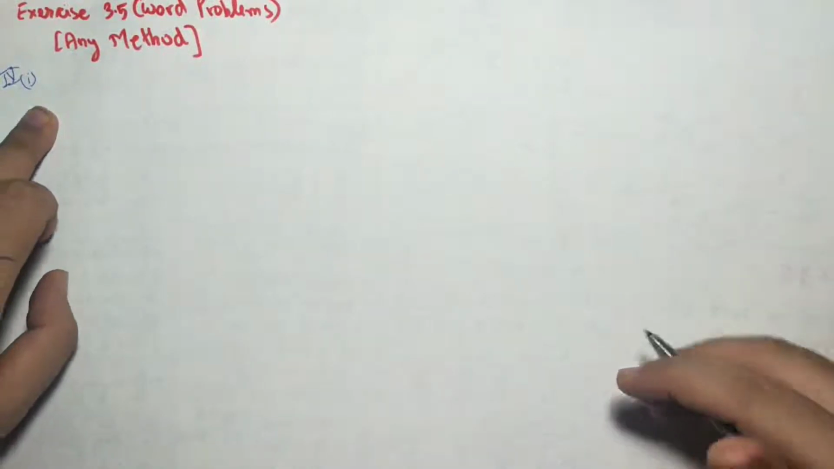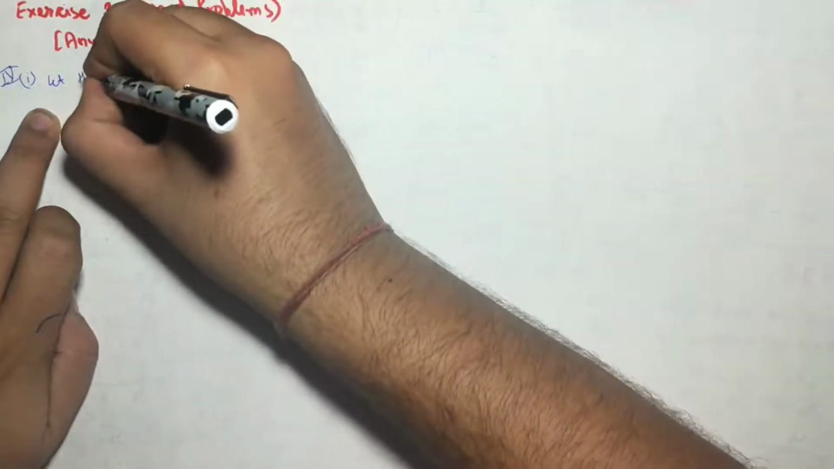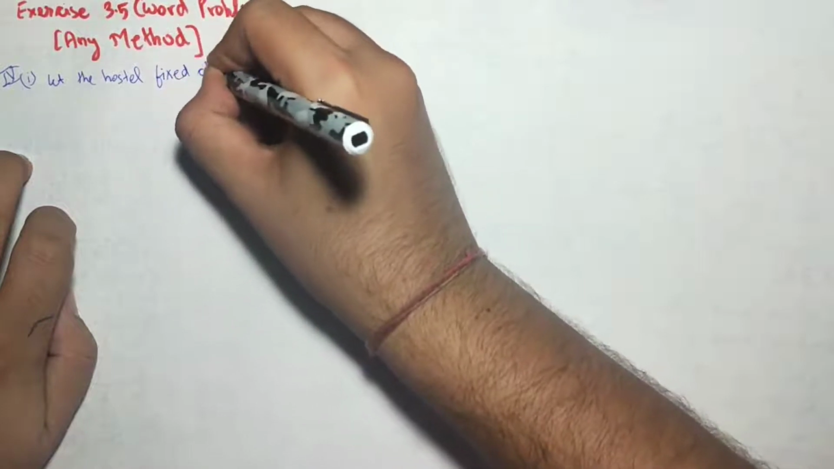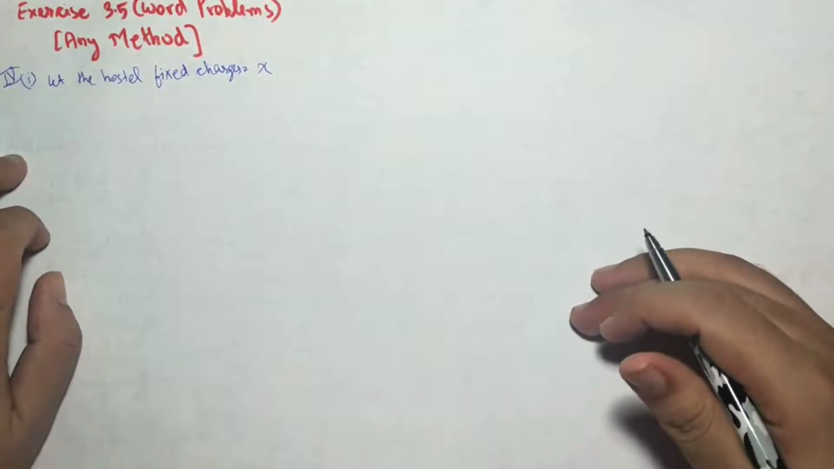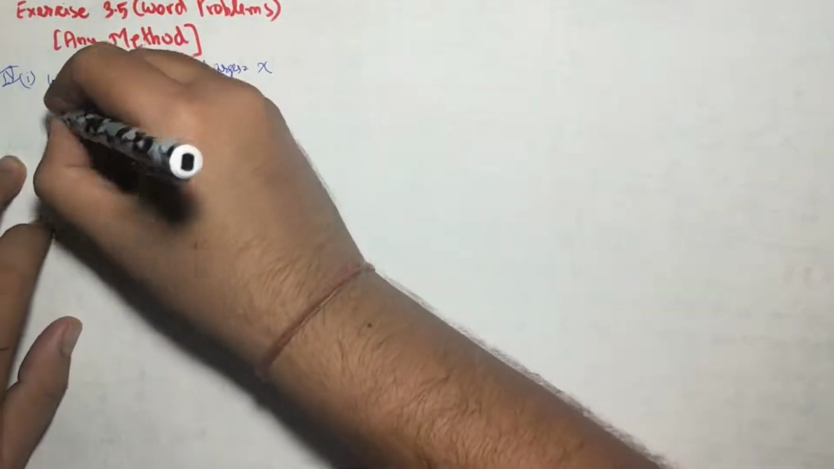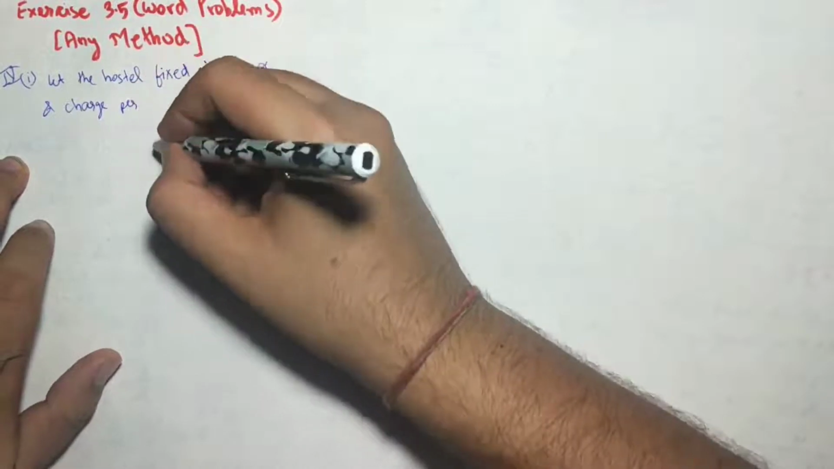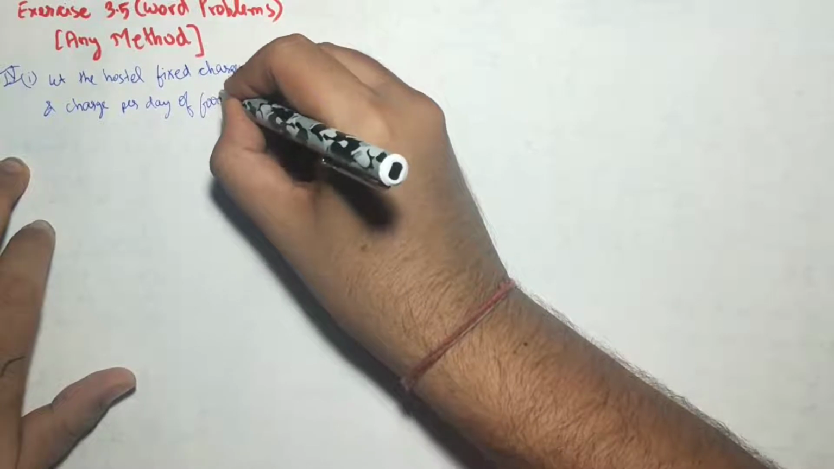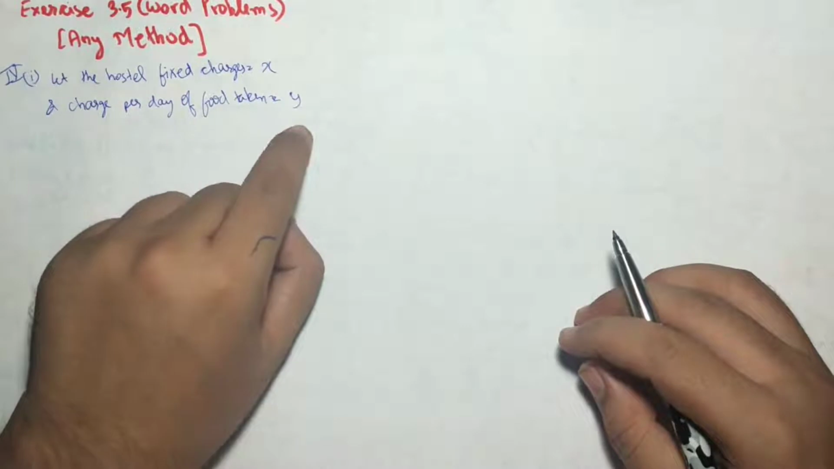Let the hostel fixed charges be equal to X, and the charge per day of food taken be equal to Y. This Y is per day.